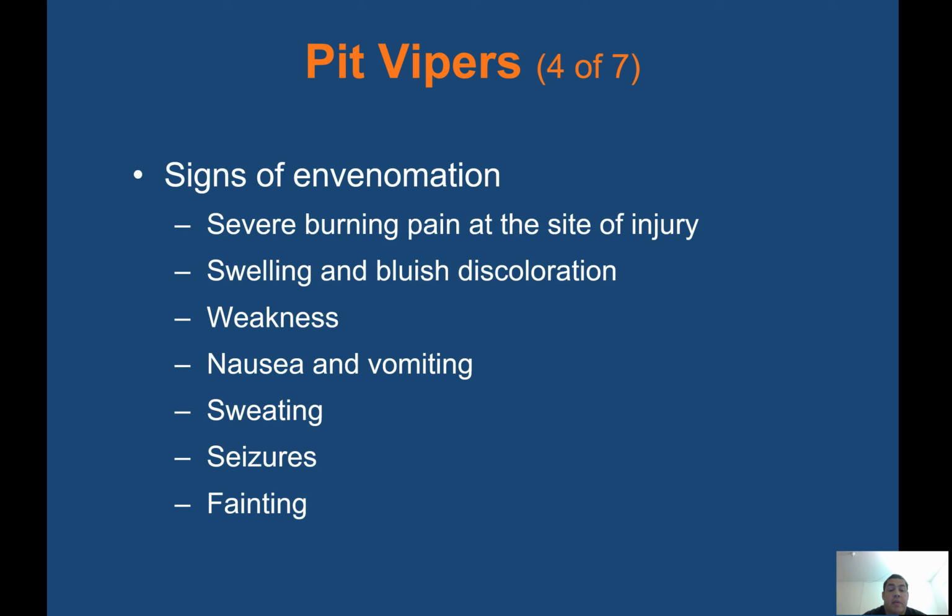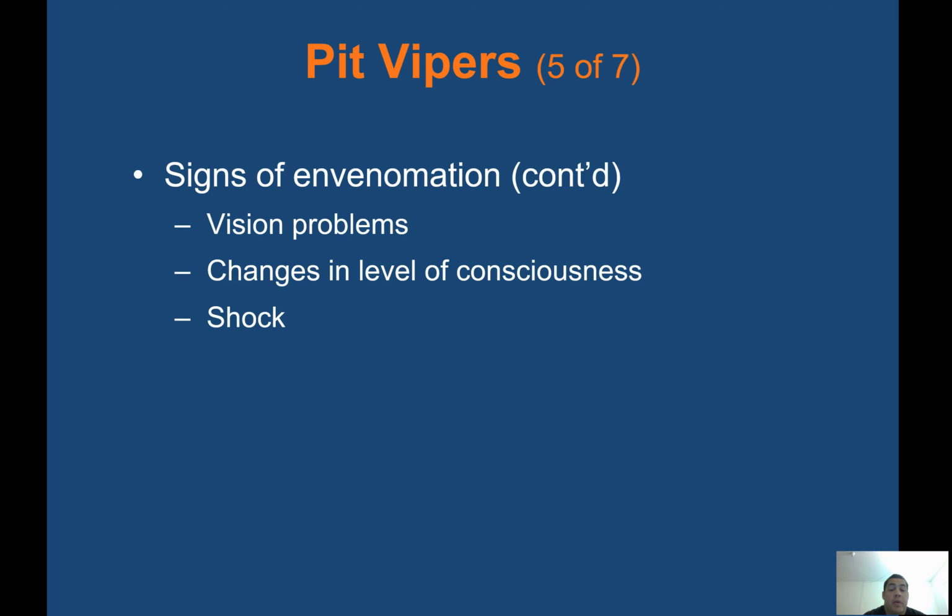Signs of envenomation: severe burning pain at the site of injury, swelling and bluish discoloration, weakness, nausea and vomiting, sweating, seizures, and fainting. Vision problems, changes in level of consciousness, shock.